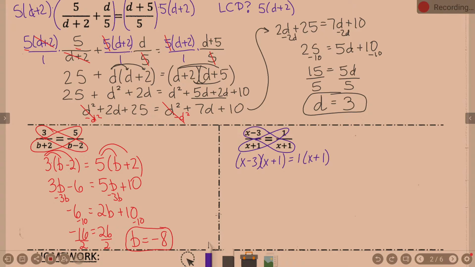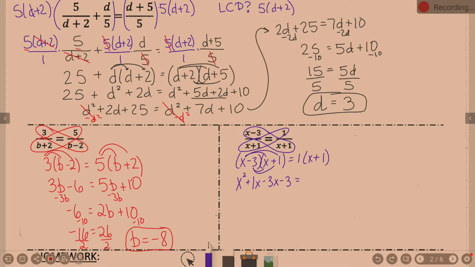I don't know. I'm slower. Me too. How do I multiply x minus 3 and x plus 1? You can, FOIL. X times x, x squared. X times 1, 1x. Minus 3 times x, minus 3x. Minus 3 times 1, just minus 3.